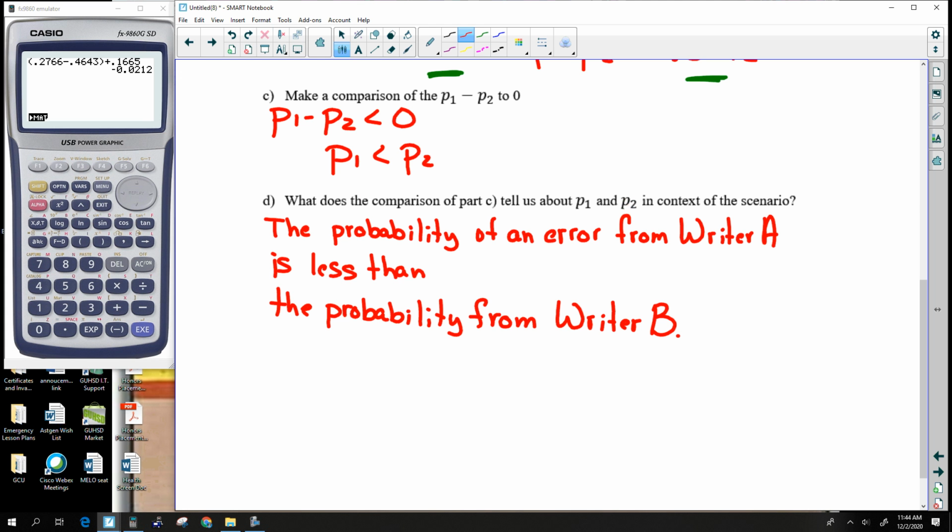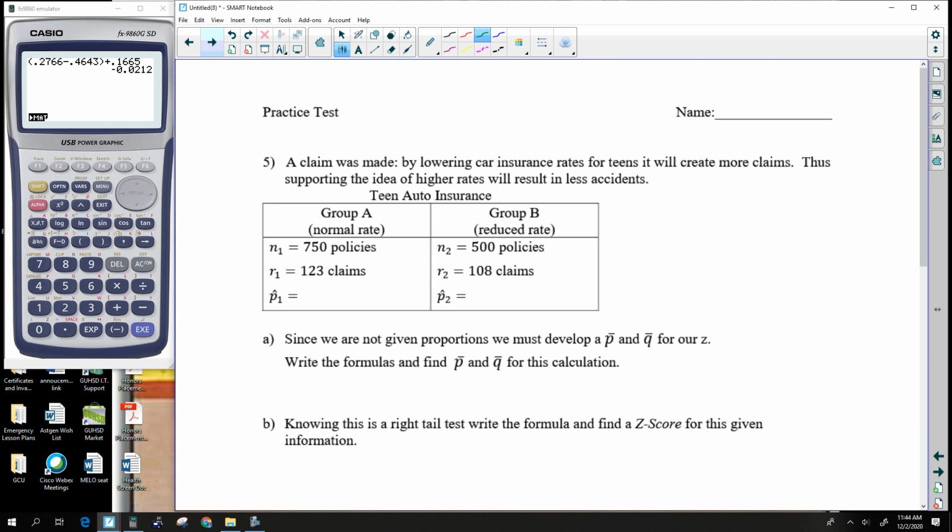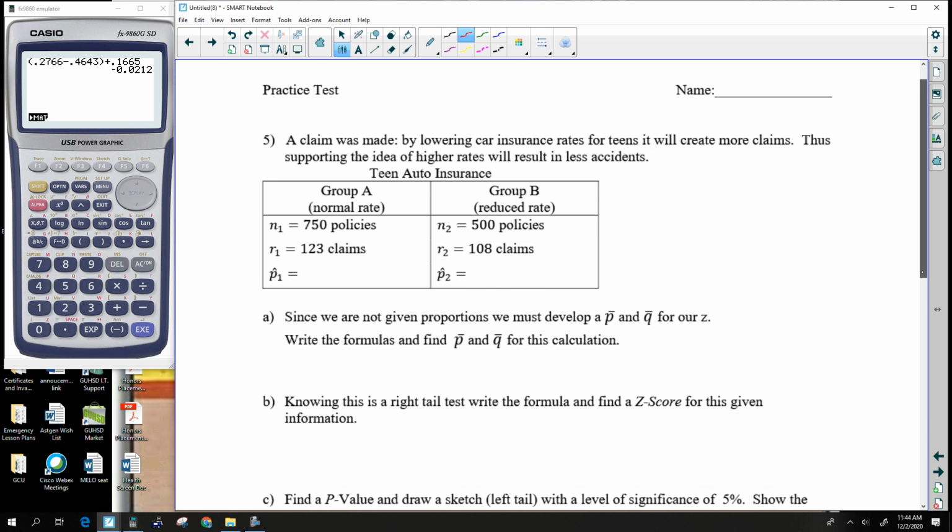So again, all I'm doing is taking this and describing it as the probability of 1 is less than the probability of 2.